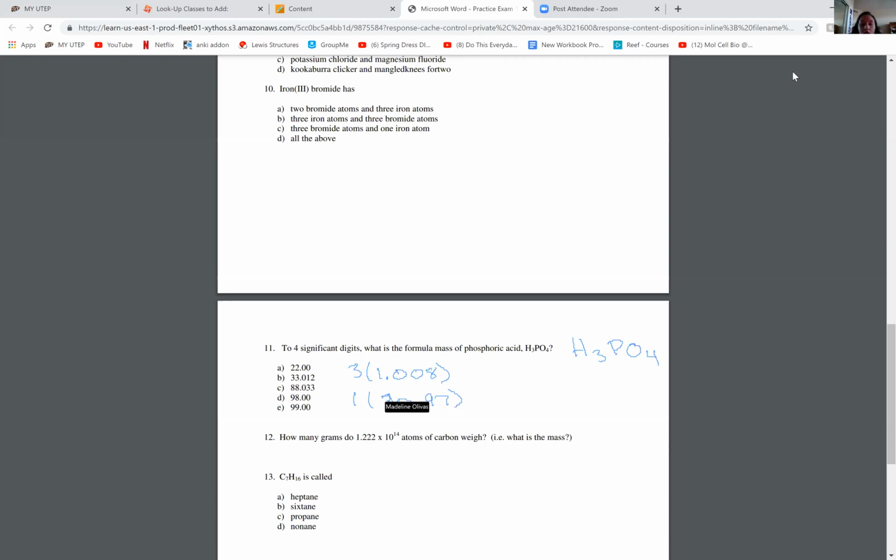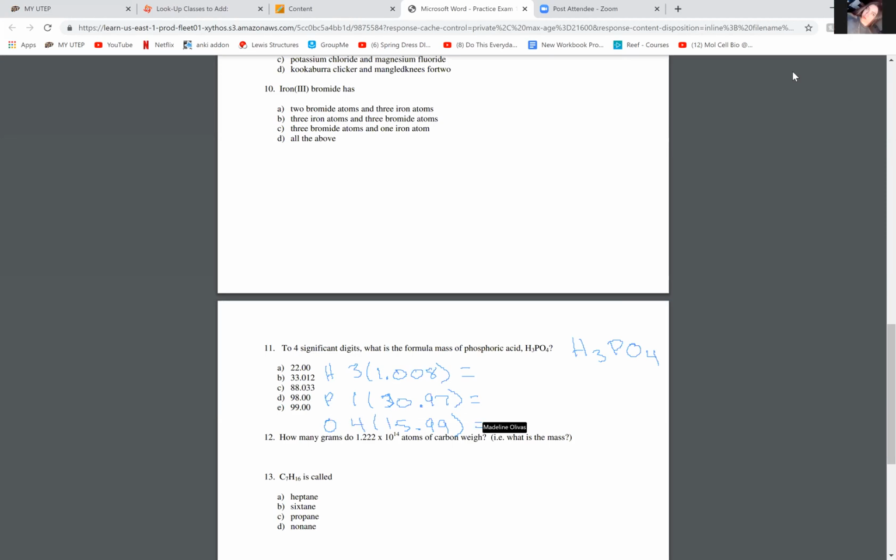Okay, so then you said oxygen was 15.99. How many moles of oxygen do we have in our compound? 4. Okay, so can anybody tell me what each individual thing is? This one's for hydrogen, this one is phosphorus, and this one is oxygen.